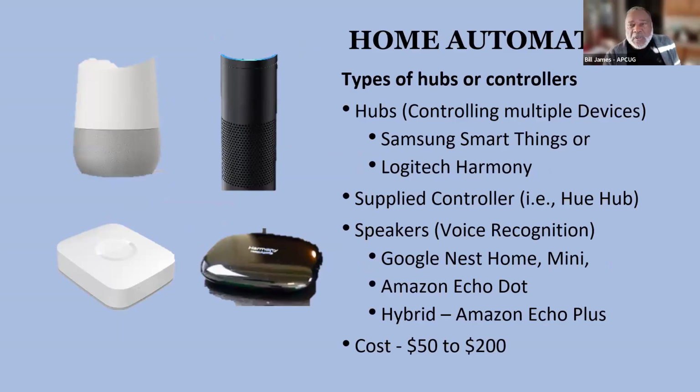And some of the types of hubs are the Samsung SmartThings, Logitech Harmony, which in the early days was usually a remote that basically controlled your TV. They have branched out into a device where you can connect multiple devices to it and monitor and control these devices. Or it could be a supply controller. Like if you have a series of Hue bulbs, you can buy a separate hub, and that will allow you to control all the lights in your house from one application.